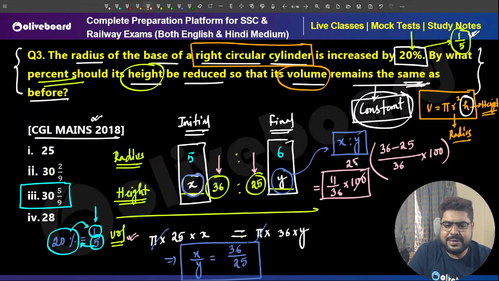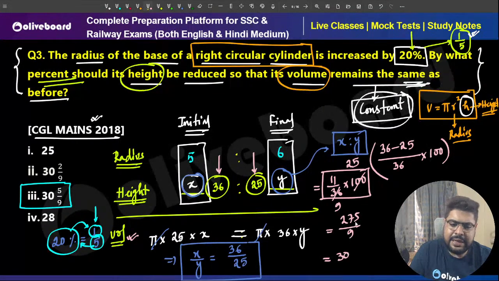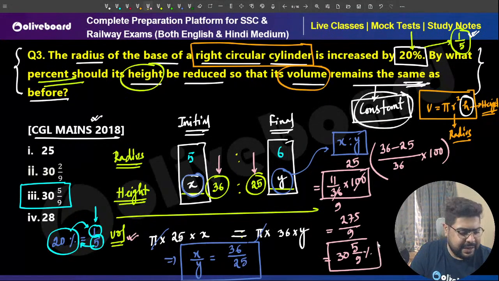4 25s are this, 4 9s are this. So 25 into 11, that is 275 by 9. That is 30. 3 9s are 270. 30 whole 5 by 9%, sir. 30 whole 5 by 9%. That means Harsha was absolutely correct.